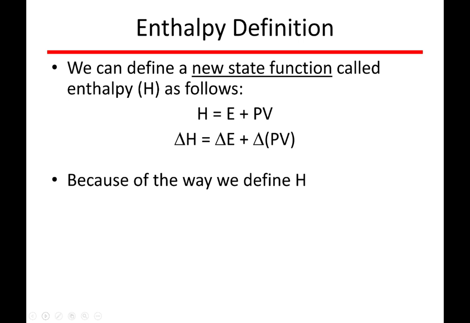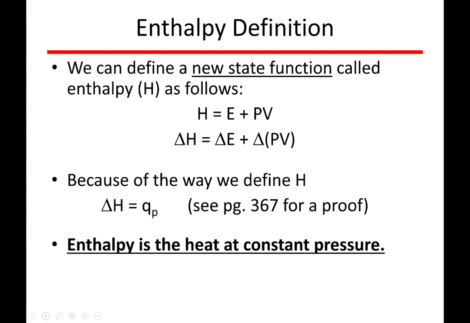Now, because of the way that we have chosen to define enthalpy, it turns out that the change in enthalpy will be equal to the heat at a constant pressure. And I'm not going to go through the whole proof here in this video, but if you want to see it, it's in the textbook in section 9.2. The main takeaway message is that enthalpy is the heat at a constant pressure.